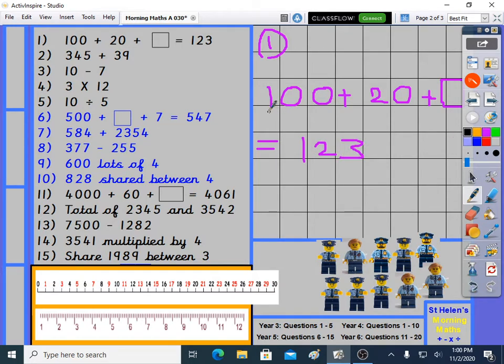So we have 100 there, 1 in the hundreds column. We have 20 there, 2 in the tens column, 2 tens is 20. And 3 in the units column, well, we don't have that up here because the missing digit is 3. 100 plus 20 plus 3 is 123. So 3 is the missing digit.